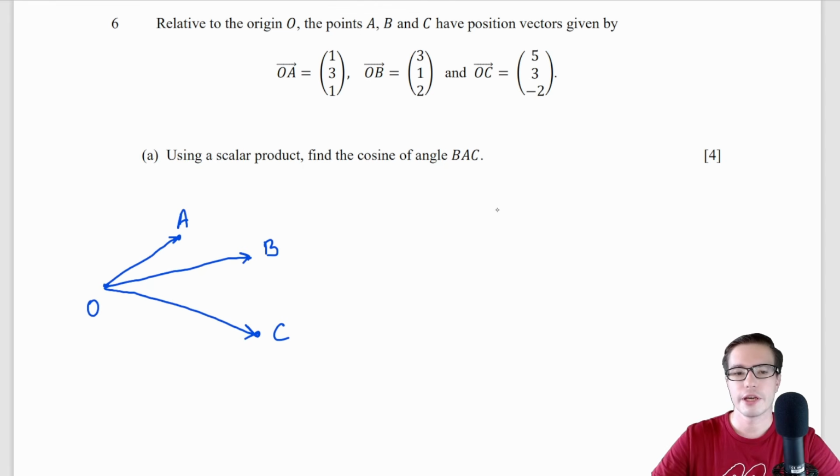Now we're looking for the angle BAC. And when you use the scalar product, the direction of those vectors is going to be important. So the vectors should be either pointing out of the point, or they should be both pointing in to a point. So either like this, or like that.